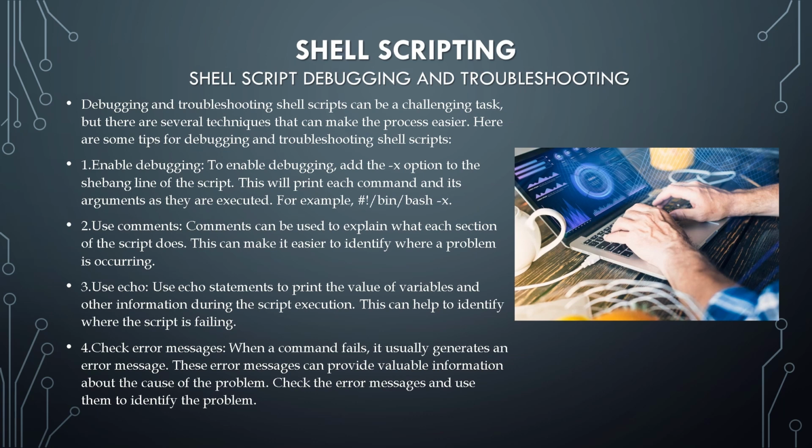2. Use comments. Comments can be used to explain what each section of the script does. This can make it easier to identify where a problem is occurring. 3. Use echo. Use echo statements to print the value of variables and other information during the script execution. This can help to identify where the script is failing. 4. Check error messages. When a command fails, it usually generates an error message. These error messages can provide valuable information about the cause of the problem. Check the error messages and use them to identify the problem.